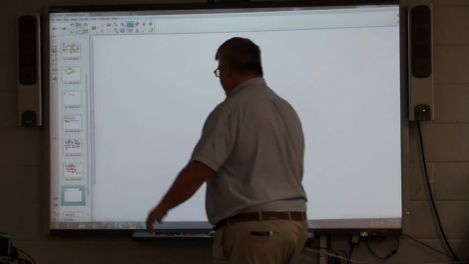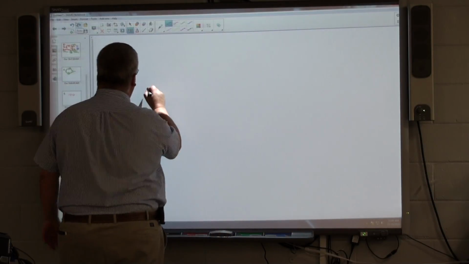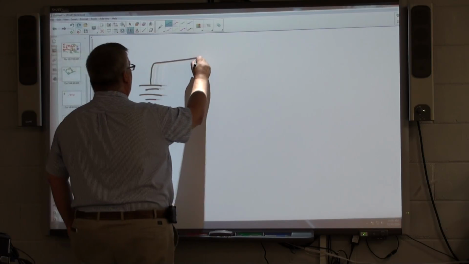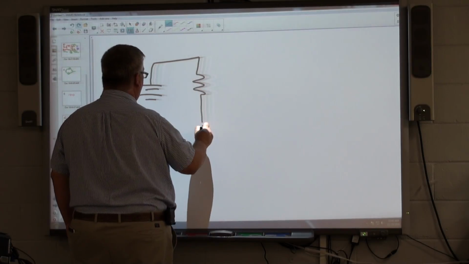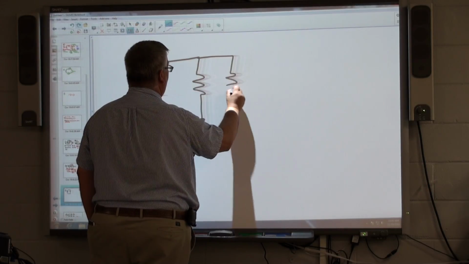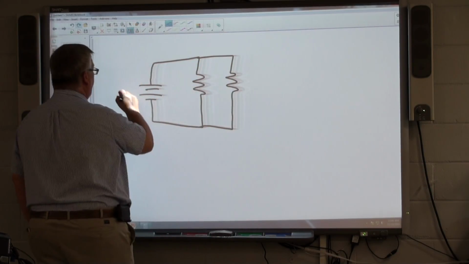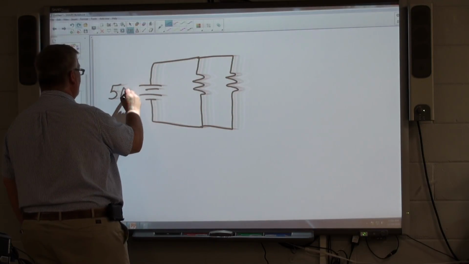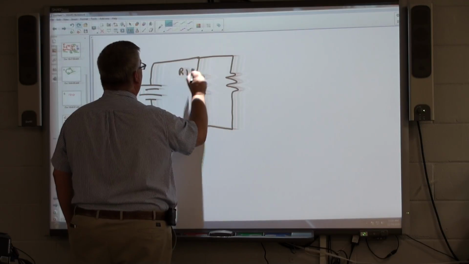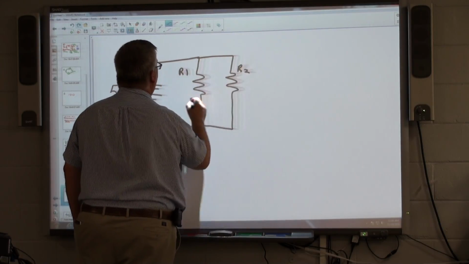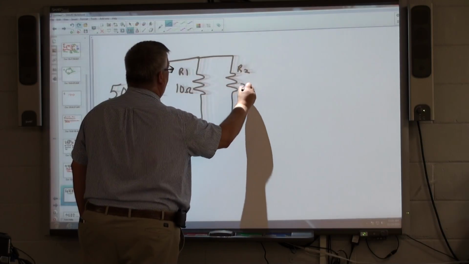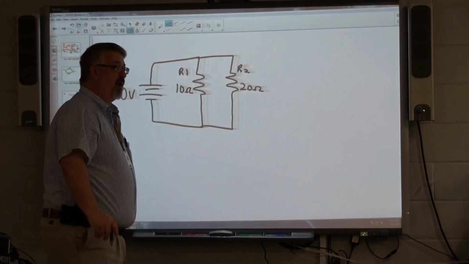All right, let's have a little fun. Let's apply some rules, let's talk about what we've learned thus far. And we'll just start out with some very simple circuits here. All right, we've got a 50-volt source, R1, and R2. This is 10 ohms, this is 20 ohms. So let's see what all we can find.